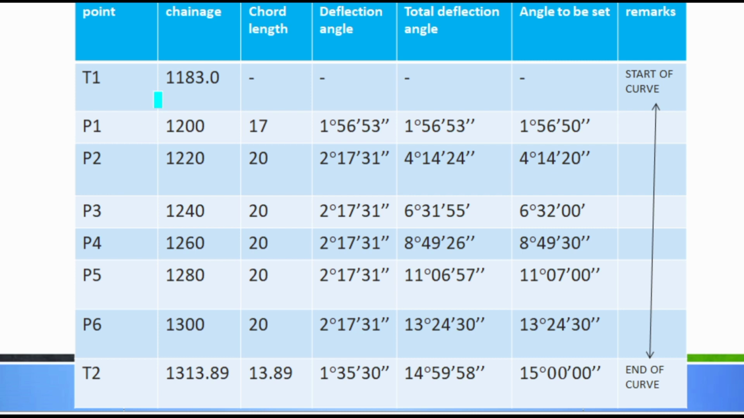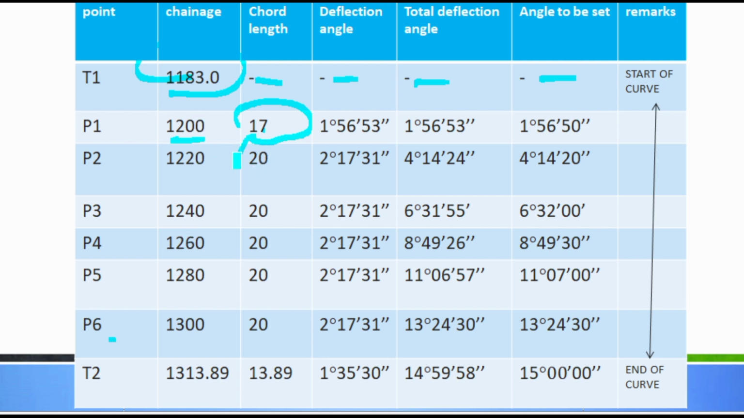By doing that, here is our last part. I have input that value in a table form. We have the point, chainage, the chord length, deflection angle, the total deflection, the angles to be set, and the remarks. So here we had from T1, points 1, 2, 3, 4, 5, 6, and the last T2. We first start with the T1 under the chainage. Here we had no data because that is a point. Then on the second point we had the chord length of 17.